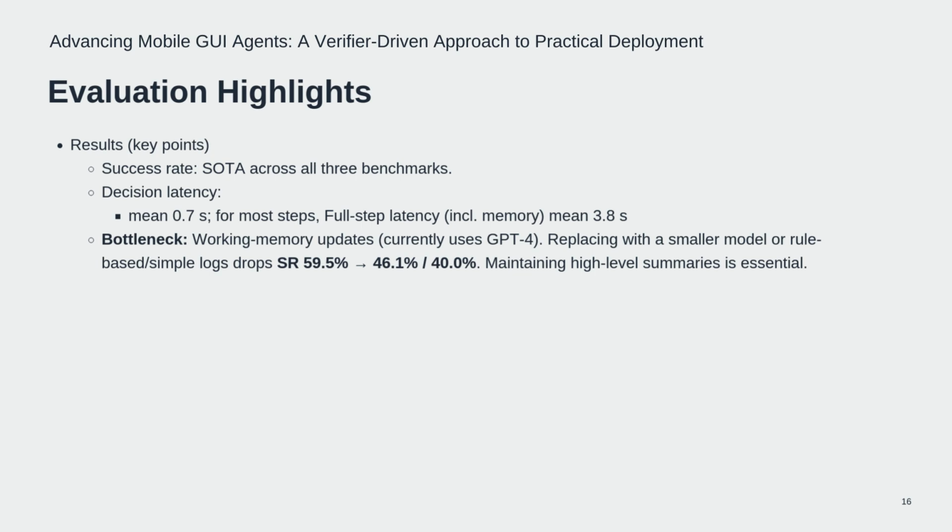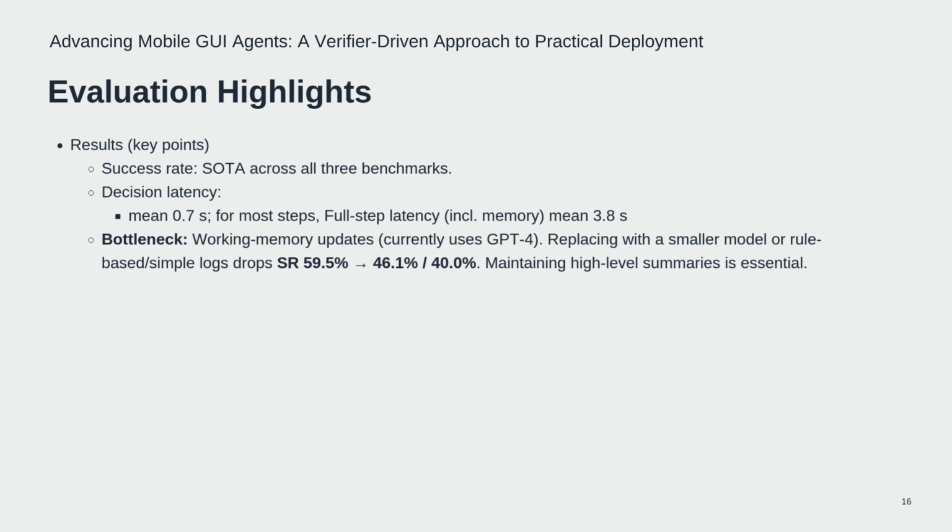But there is one bottleneck: memory update. One finding is that their biggest remaining bottleneck is the working memory update step. Currently, after each action, they call GPT-4 to summarize the state, which is called reflection. This contributes a chunk of that 3.8 seconds full step latency. GPT-4 is slow. They tried replacing GPT-4 with smaller, faster models or simpler approaches like just logging the last screen text without a summary. They made things faster, but interestingly, it caused a big drop in success rate.